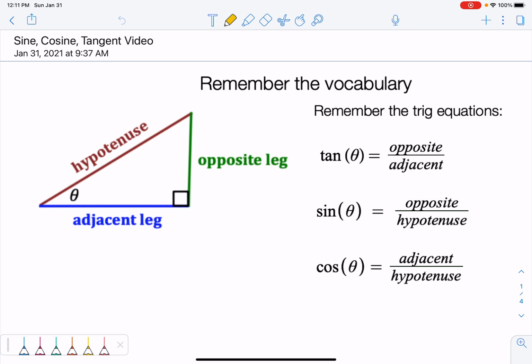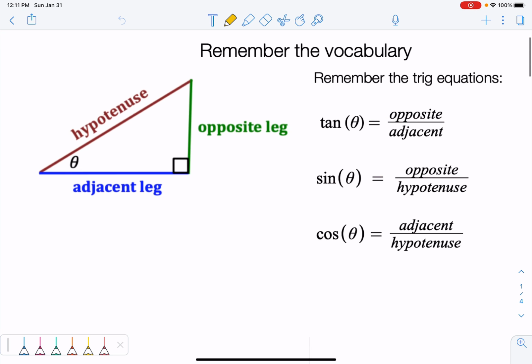Hello, geometry students. This video will be to review sine, cosine, and tangent. First, let's remember the vocabulary.